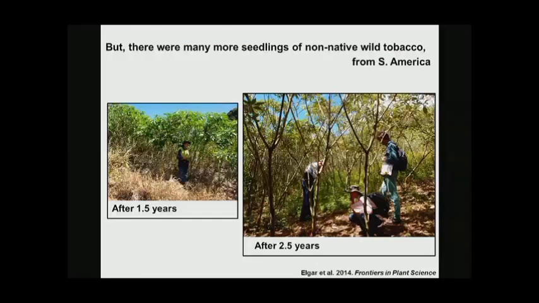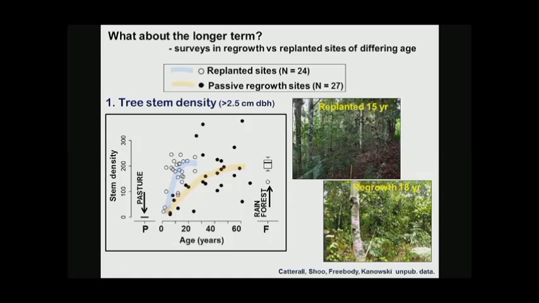However, most of the seedling recruitment, in addition to all those native seedlings, is of a non-native species, the wild tobacco, which has come in from South America with the assistance of people. So after a year and a half, parts of our plots look like that. After 2.5 years, they look like that. And these are wild tobacco trees. So it's easy to facilitate non-native regeneration, and you can facilitate some native regeneration.